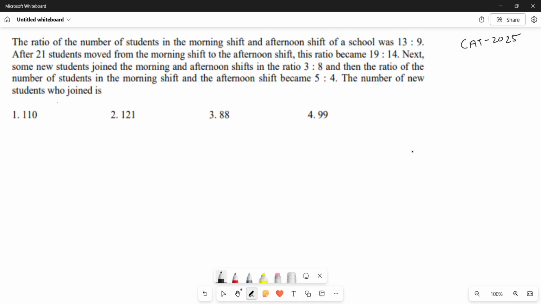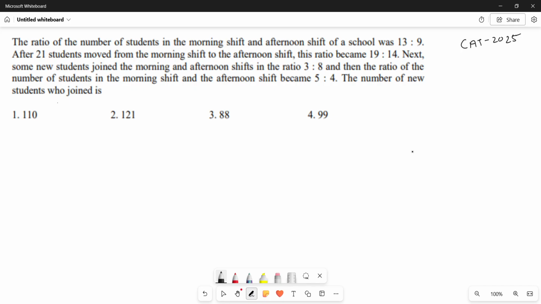The ratio of the number of students in the morning shift and afternoon shift of a school is 13 is to 9, and 21 students moved from the morning shift to the afternoon shift, and then the ratio became 19 is to 14. Next, some new students have joined the class in the ratio of 3 is to 8, and once these new students have joined, the final ratio of the total people present in morning and afternoon became 5 is to 4. Now they are asking us to find the total number of new students who have joined.